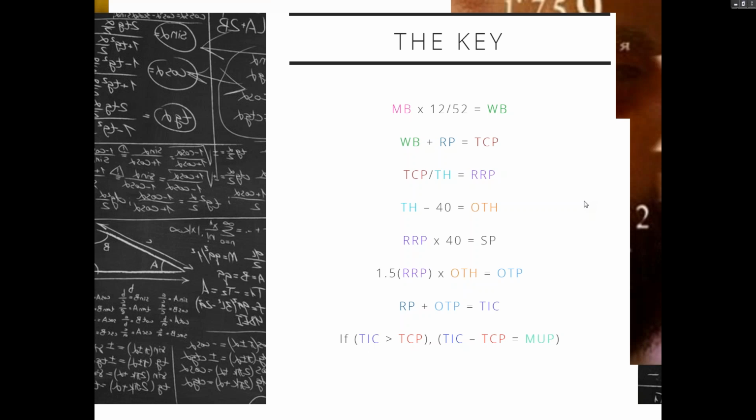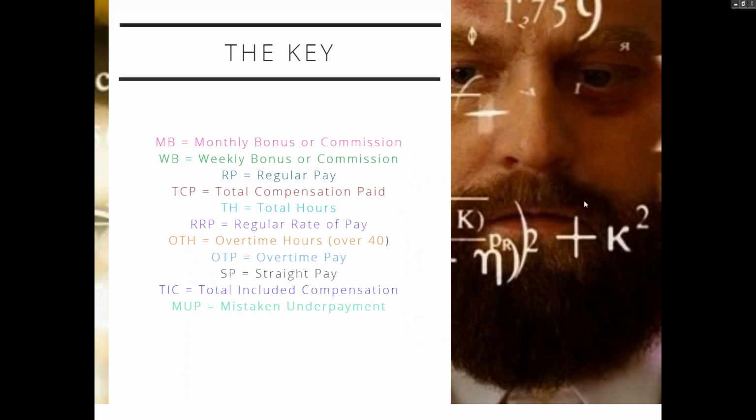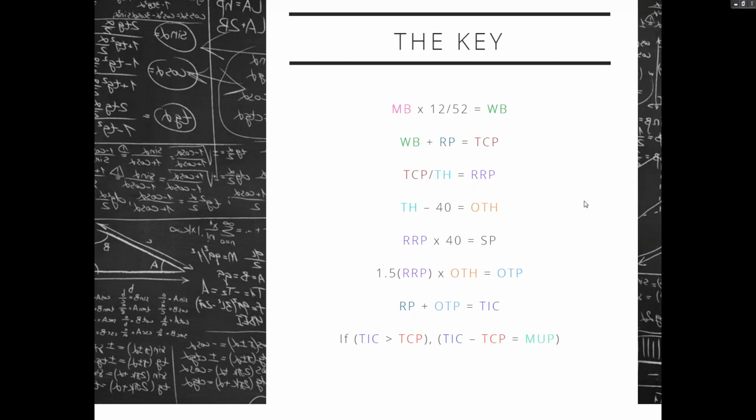So total compensation paid is the weekly bonus plus the regular rate of pay multiplied by the total number of hours, 45 in my example. So we've got $550. That's the total compensation.